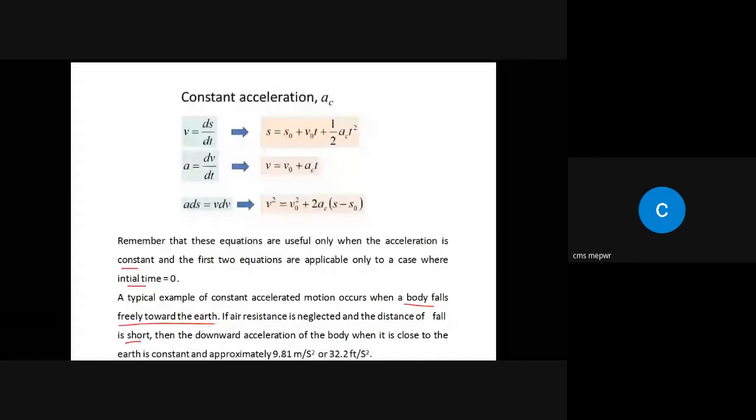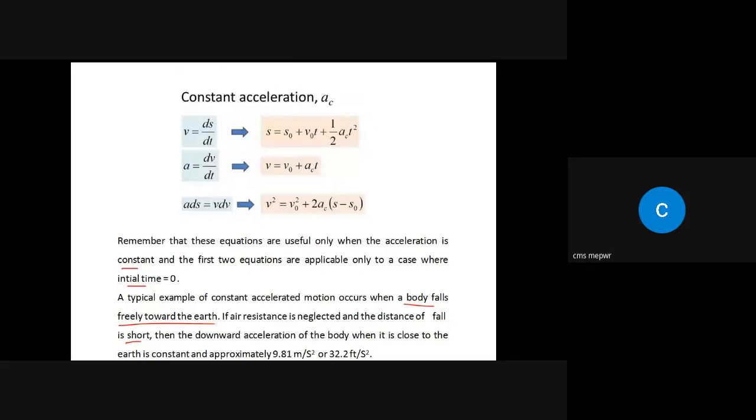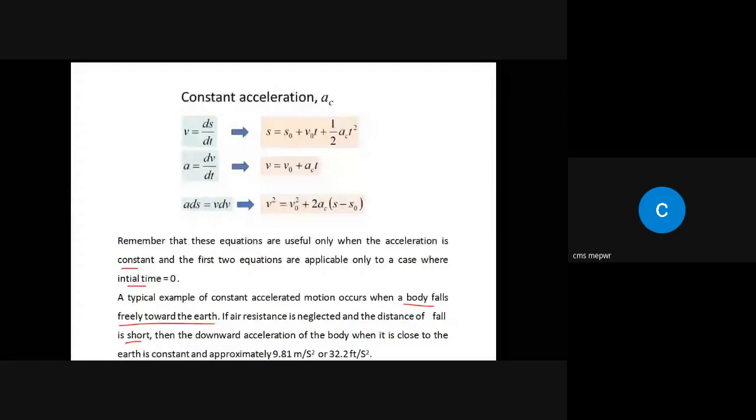When the distance of fall is short, or when the object is close to Earth, this means the object is within the gravitational field of Earth. If it is too far away from the Earth's surface, the gravitational field might be reduced, so the value of g can be different. The terms short or close are used just to represent that it should be within the gravitational field.